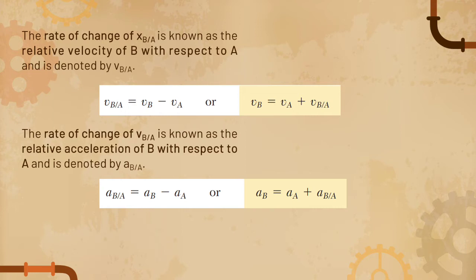The rate of change of v sub B over A is known as the relative acceleration of B with respect to A, and is denoted by small letter a sub B over A. Then, we obtain the equation a sub B over A equals a sub B minus a sub A, or can be written as a sub B equals a sub A plus a sub B over A.